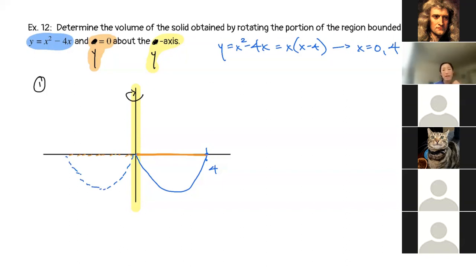Now, if I wanted to find this volume and I wanted to use the washer method, which we've been using, my purple lines, how do they have to be in relation to my axis of revolution? When I draw those purple lines, they have to be perpendicular to this. So I would have to draw them going sideways. Like this would be a purple line. This would be a purple line. This would be a purple line.